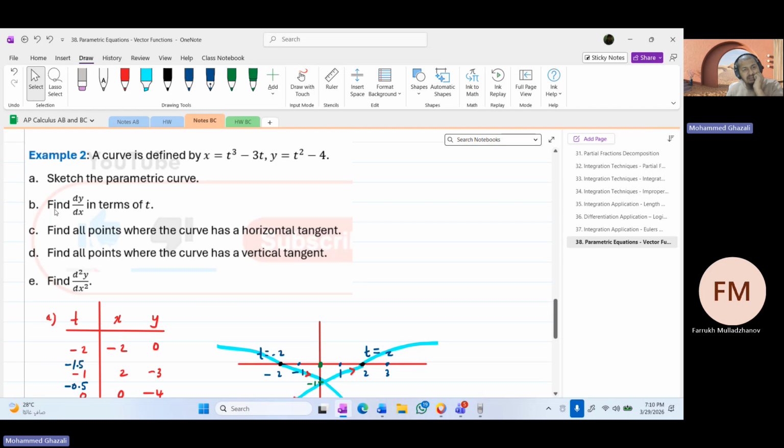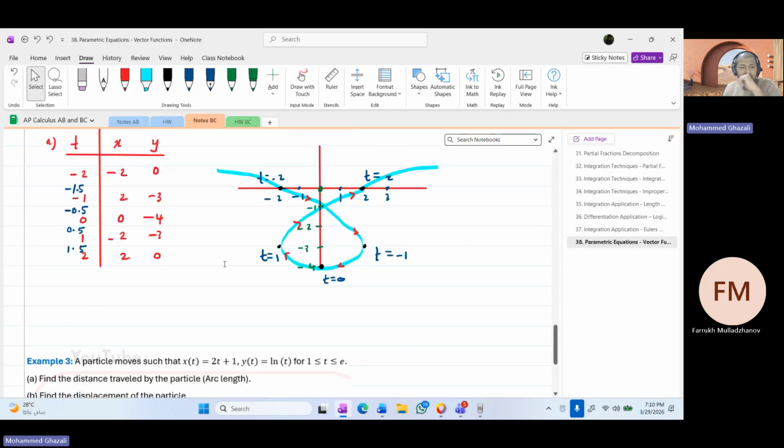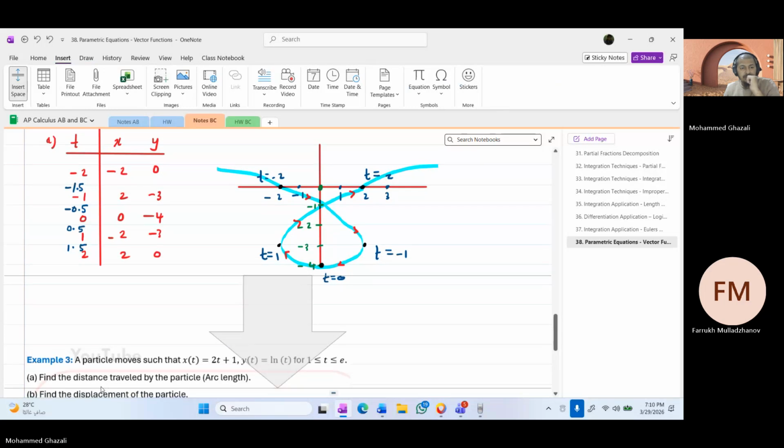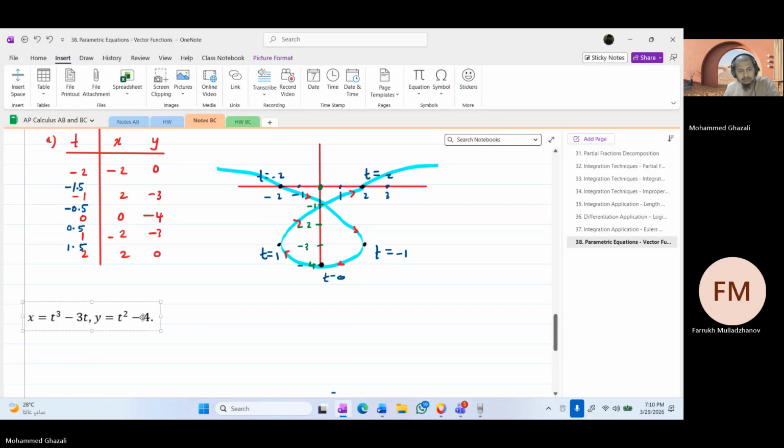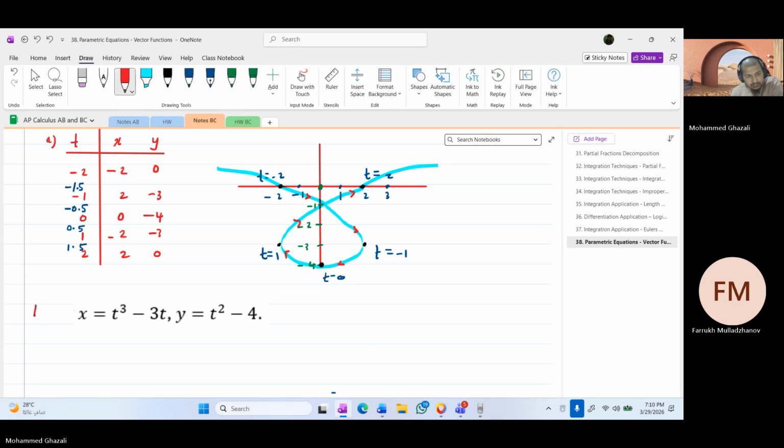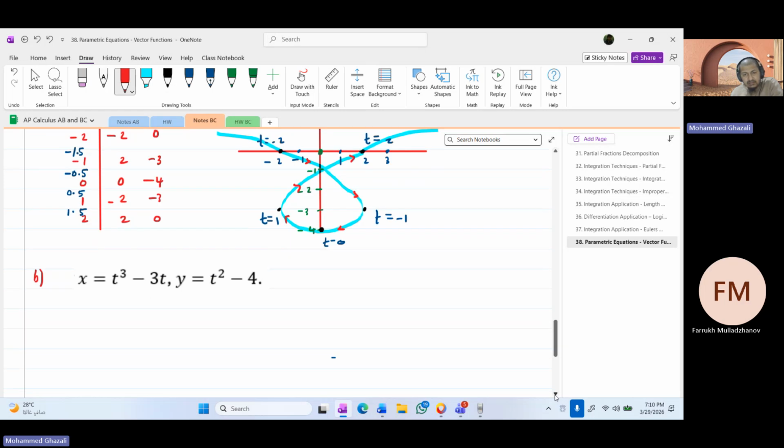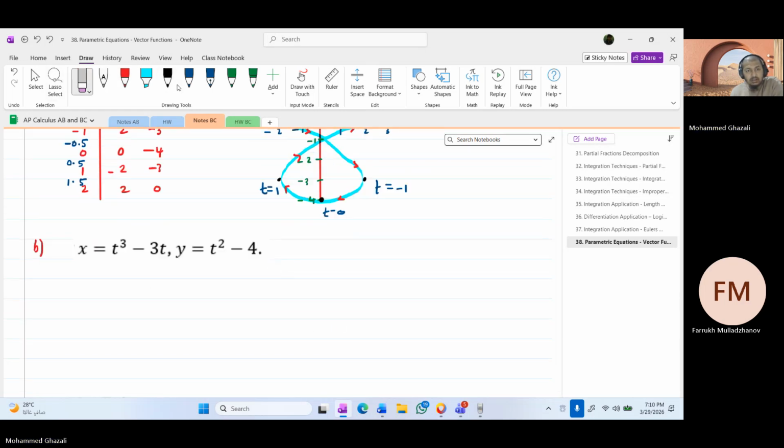Now let's find dy dx in terms of t. Now we want to find the derivative. Right, now you are doing calculus. Part B. So what's the calculus on this? You are finding dy dx. dy dx is dy dt over dx dt. You can see the dt's cancel out, so you still get dy dx.